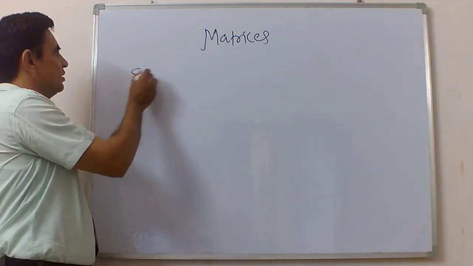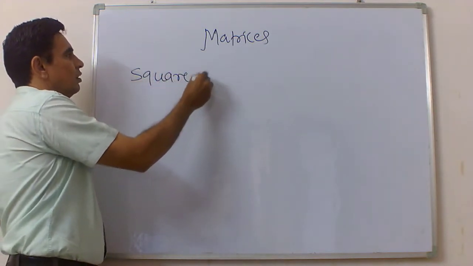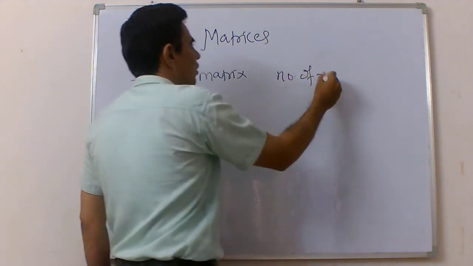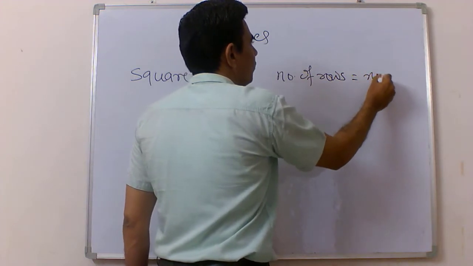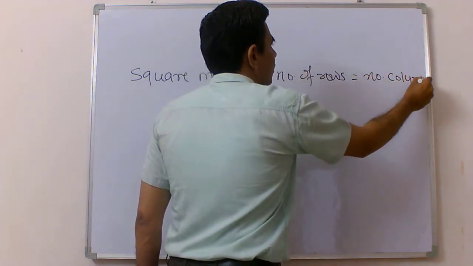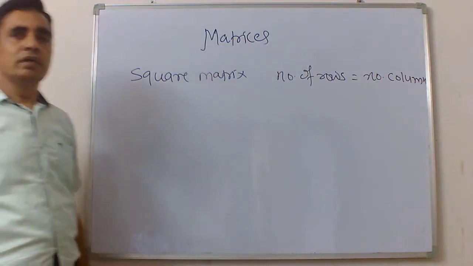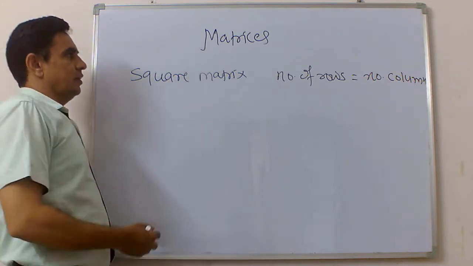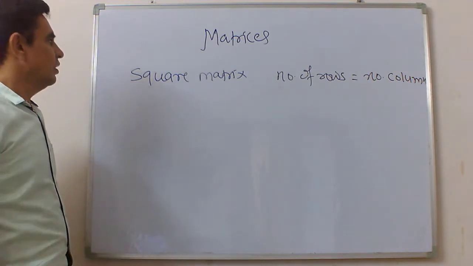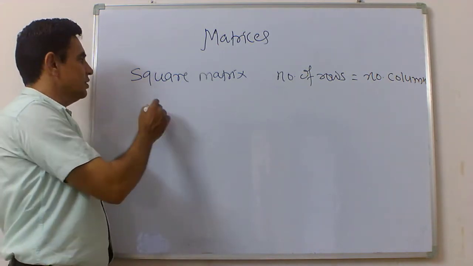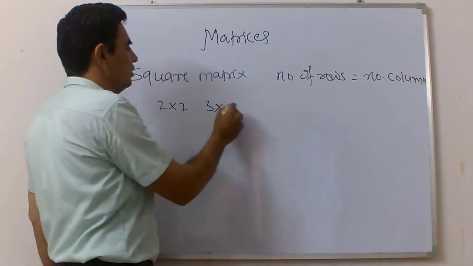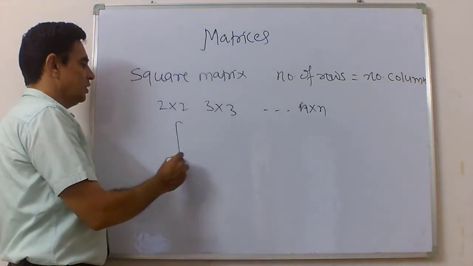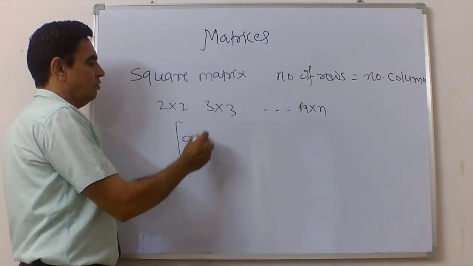So, square matrix. Square matrix means the matrix in which the number of rows is equal to the number of columns. If the number of rows and the number of columns are equal, then that is called a square matrix. After that, in this square matrix, we define another type of matrices. If the matrix is a square matrix, its order is either 2 by 2, 3 by 3, up to n by n. Now we consider a 3 by 3 order matrix Aij of order 3 by 3.